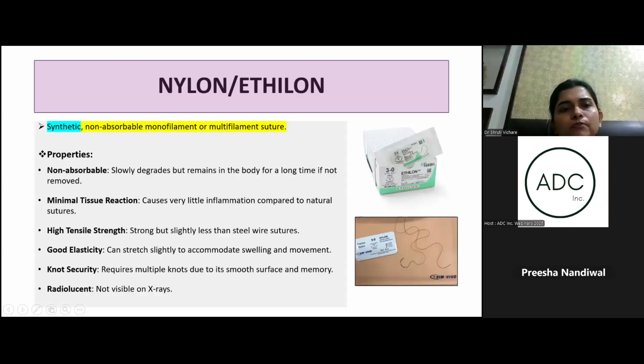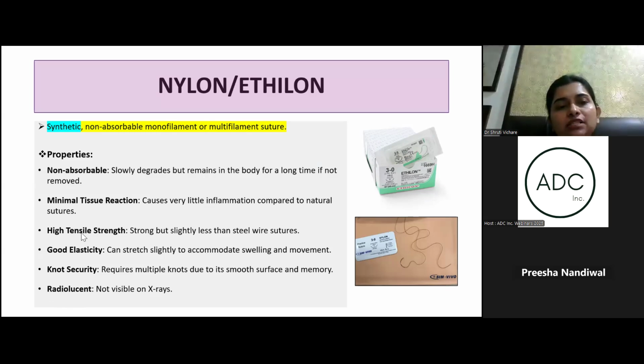Now coming to our next suture, that is the nylon or ethilon type of suture. It is a synthetic non-absorbable mono or multifilament, but commonly available in monofilament form. Non-absorbable again. The tissue reaction is minimal. The tensile strength is good, but it is slightly less than steel wires. Obviously any suture will have tensile strength which is going to be less than wires. Correct. Now, elasticity is good.